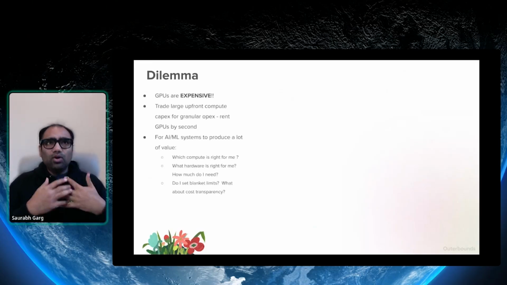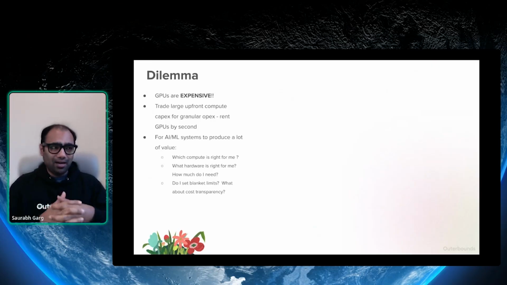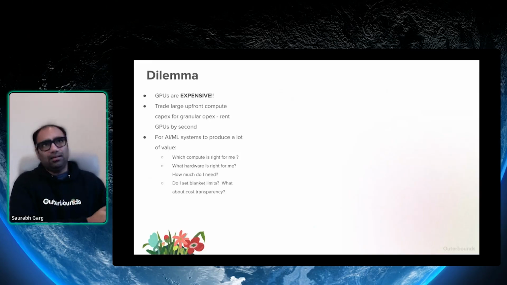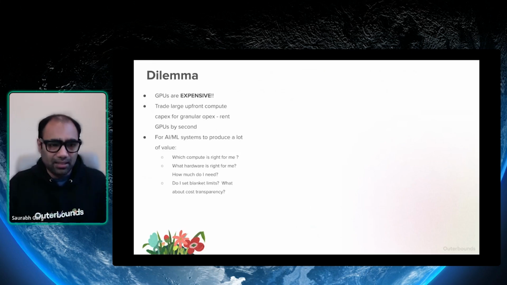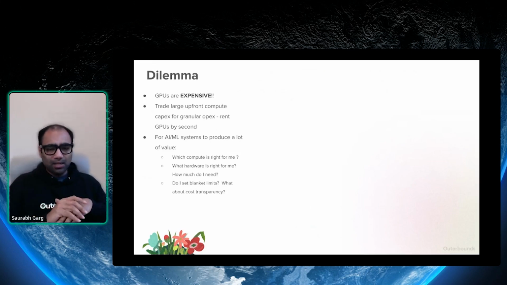However, there is a dilemma. The problem is, in order to build anything remotely useful, you need GPUs. And GPUs today are super, super, super expensive. In order to get around that problem, as I said earlier, folks have decided, I'm going to trade large upfront compute capex for granular OpEx by basically renting the GPUs by the second from cloud providers, or any of these hyperscalers that we really know today, the AWSs of the world, the Azures of the world, and whatnot, the Oracles of the world, and GCPs.